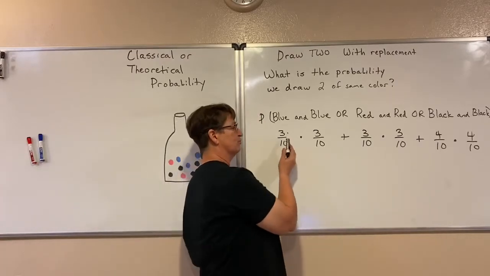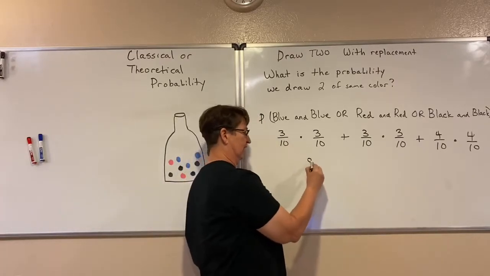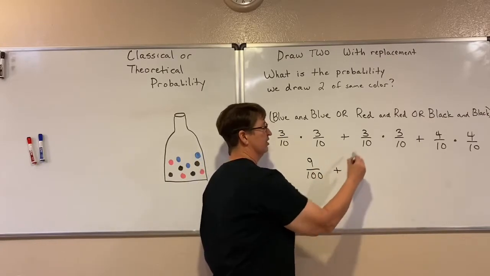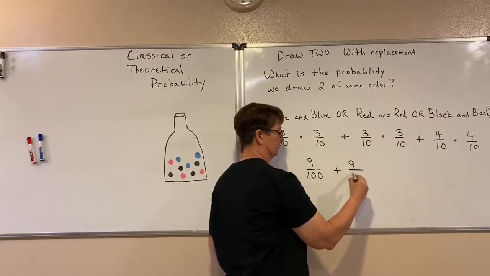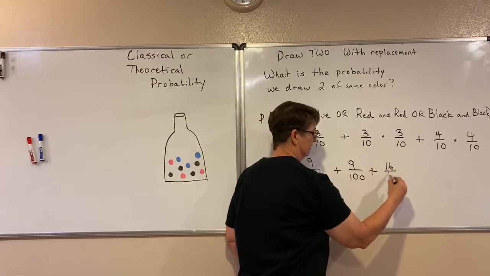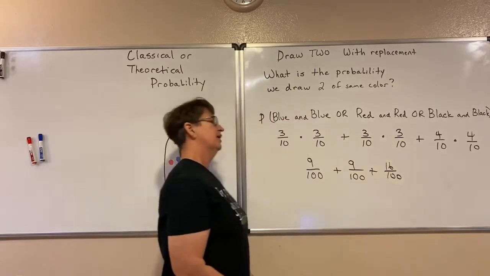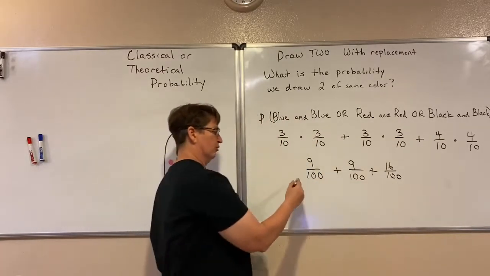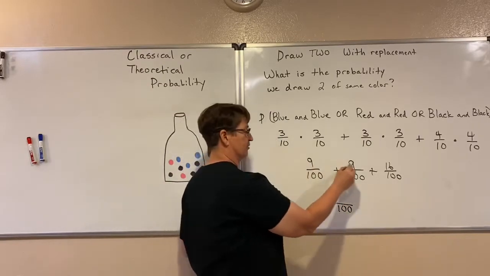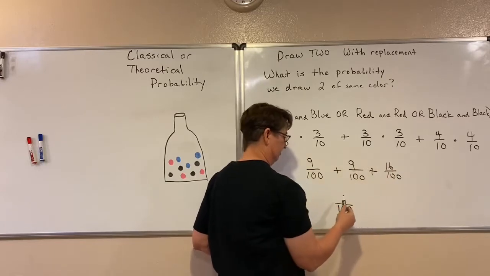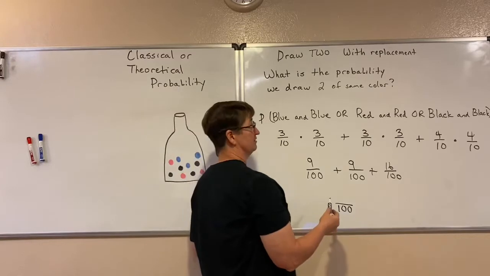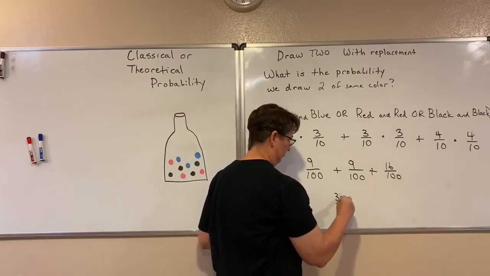So I'm just going to multiply each one. So 3 times 3 is 9. 10 times 10 is 100. Plus 3 times 3 is 9. 10 times 10 is 100. Plus 4 times 4 is 16. 10 times 10 is 100. Now I'm going to add those together. So remember, you keep your denominator. Add the top, so 9 plus 9 is 18, plus another 16 is, what, 18 and 10 is 28, plus 6 makes 34.